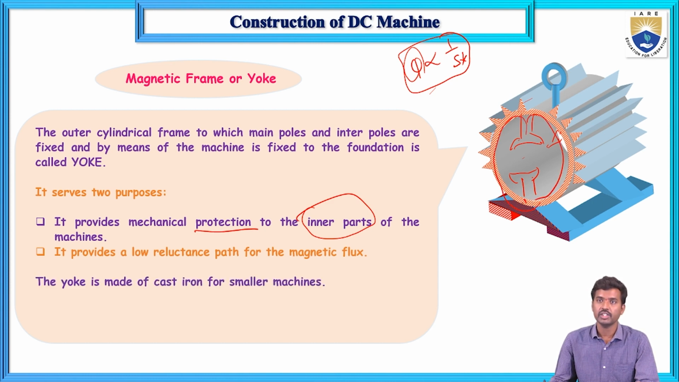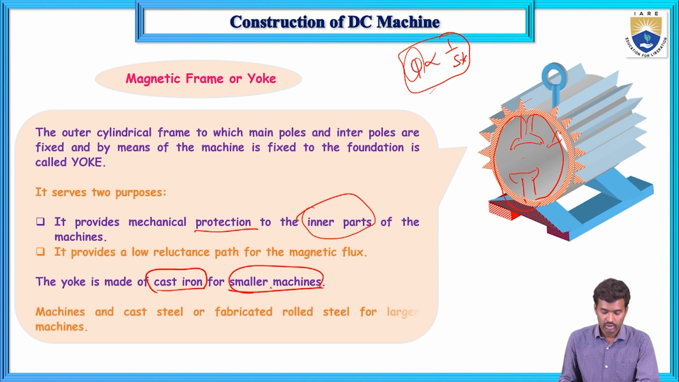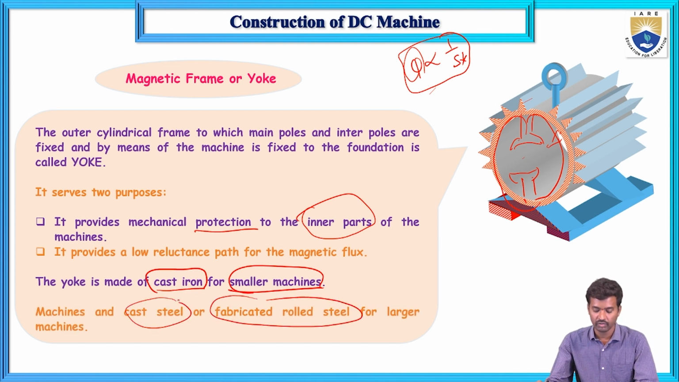So what are the materials we will use here? For small machines, we will use cast iron, and for larger machines, we will use fabricated rolled steel or cast steel. Steel material we will use for larger machines, and iron material we will use for smaller machines. This is regarding the magnetic frame, the body of the machine, that means the yoke. This is the outer frame which we can see outside.